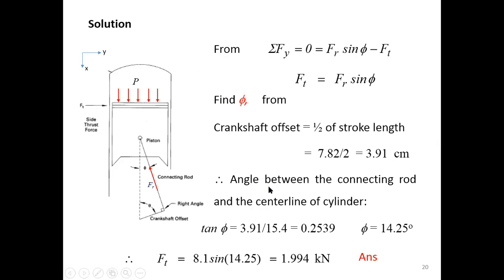So the angle between the connecting rod and the center line of the cylinder will be what? Tan phi is equal to 0.2539, right? So the side thrust force will be equal to 1.994 kilonewton, if the connecting rod force is equal to 8.1 kilonewton.